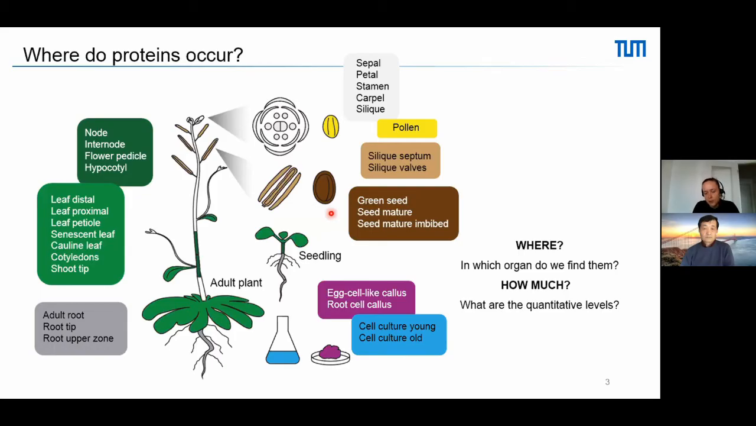With our project, we wanted to answer the questions: which of the genes can we actually detect as proteins? Where in the plant can we detect them? And in what quantity can we find them?